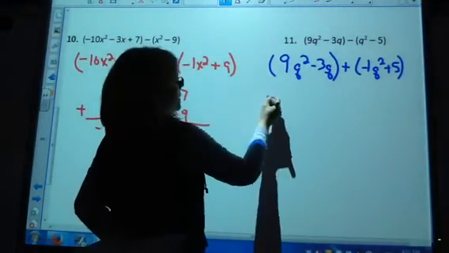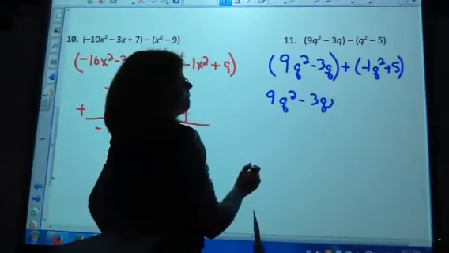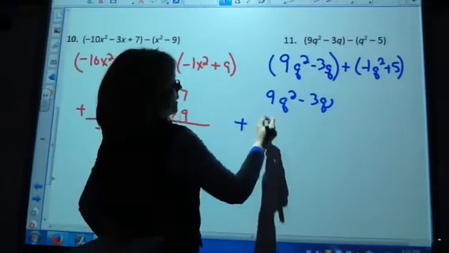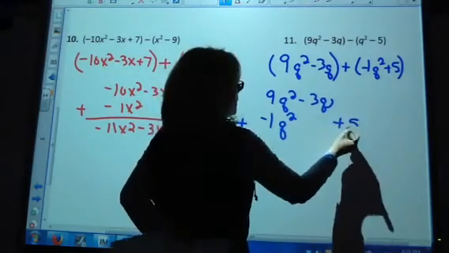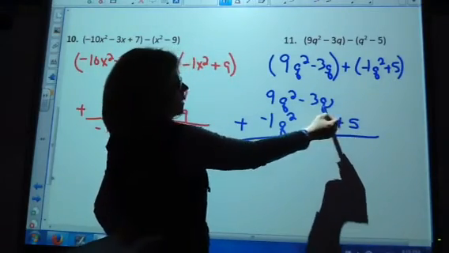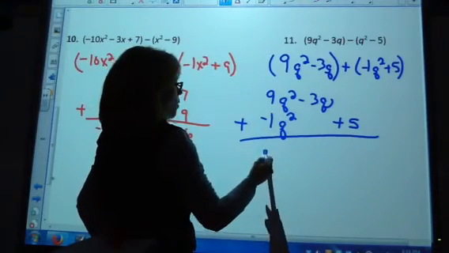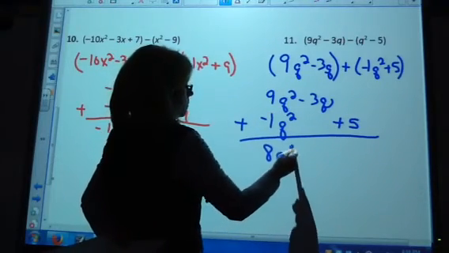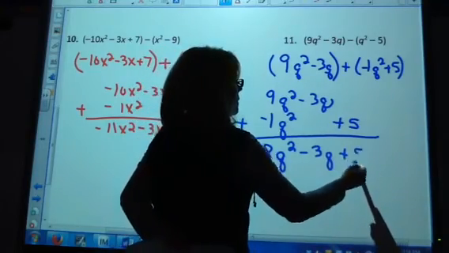Okay? And then I'm going to stack 9q squared minus 3q plus negative 1q squared plus 5. Now remember, my constant 5 is not a like term with my negative 3q. So I have 9 plus a negative 1. Bring down my negative 3q. Bring down my positive constant 5.